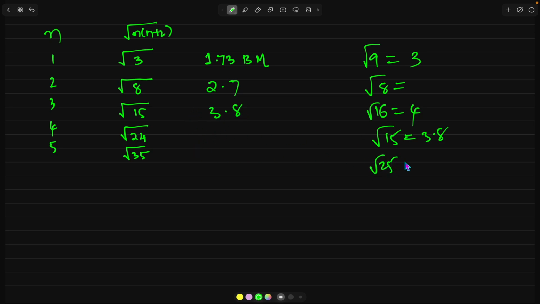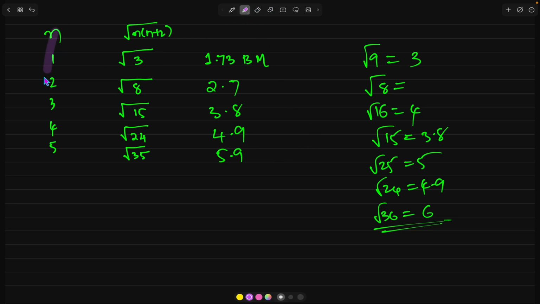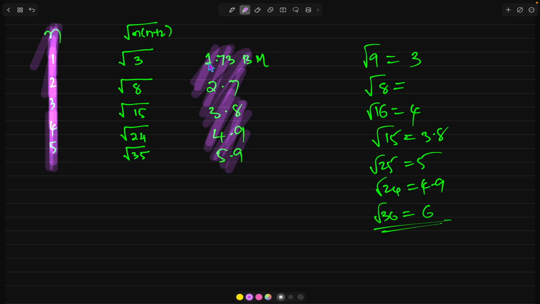Root 25 is how much? 5, right? But you have root 24, so it will be 4.9. So what comes here? 4.9. Root 36 is 6, everybody knows it. So root 35 would be 5.9. So the value will be something like this, right? It's easy to remember. You can remember it by relating these numbers with these values. Connect them and it will be easy.